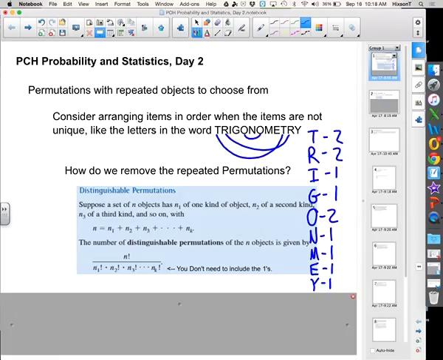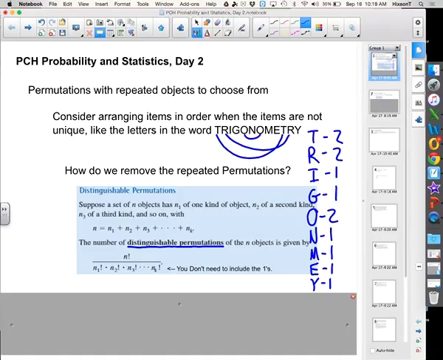So this is what the first part of this rule is talking about. We have these things that we're arranging, but there's a different number of identical ones. So how are we going to handle this? The number of distinguishable permutations of the n objects is given by n factorial over n1 factorial times n2 factorial times n3 factorial, and so on. I have a little note there we'll look at in a moment. But here's how we would do this.